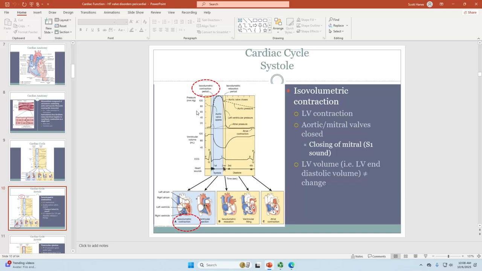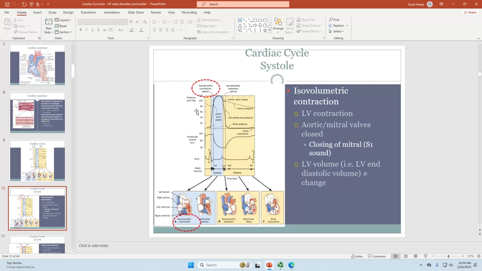As the left ventricle begins to contract, both the aortic and the mitral valves are closed. So it is a closed space. There are no openings for that blood to go. And at the beginning of that is the S1 sound. Sometimes you'll hear us talk about S1 and S2 sounds. The S1 sound is the sound of the mitral valve closing, and that occurs as part of this cycle as well.